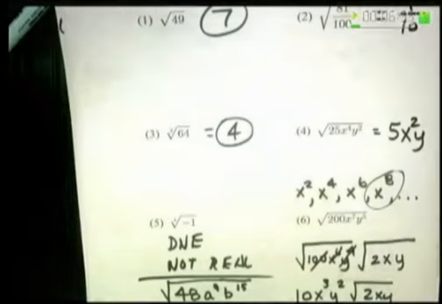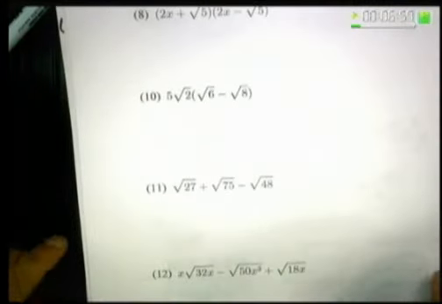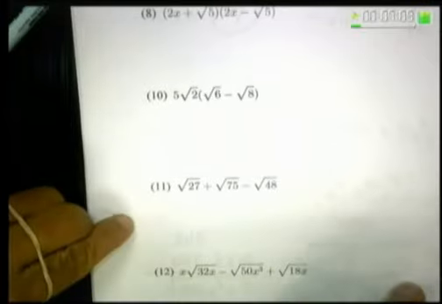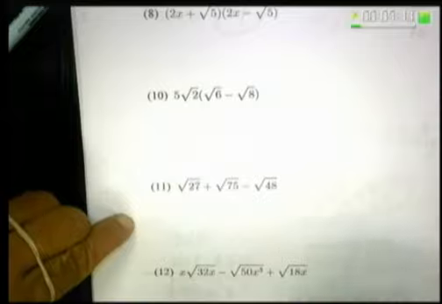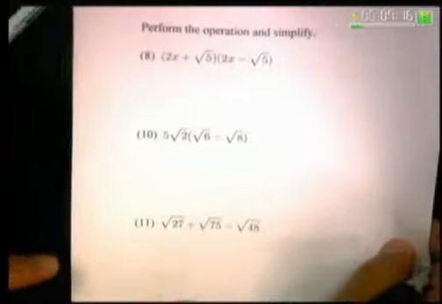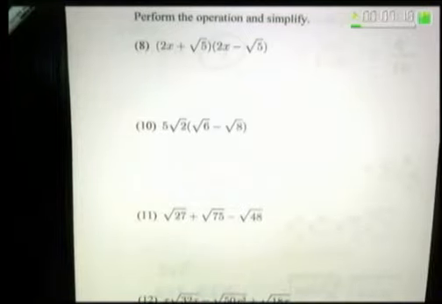Okay, now the next thing you'll have to do, and I'll just do one of these. All right, I'll do number 8 real quick. Number 8 is asking you to multiply radicals. Now remember, they're going to be asking you to simplify radicals, multiply radicals, add radicals, subtract radicals, divide radicals. So right now we need to multiply them. If you look at number 8, what method are we going to use? We're going to do the FOIL method.